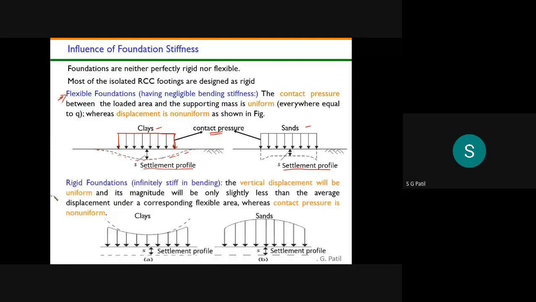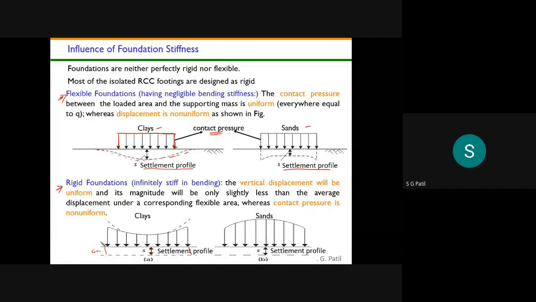The next kind of foundation is the rigid foundation. In the rigid foundation, your settlement will be constant, so the settlement profile will be uniform. You see the settlement profile here. If it is settling by around 6 mm, the same 6 mm will be present throughout the length of your footing.